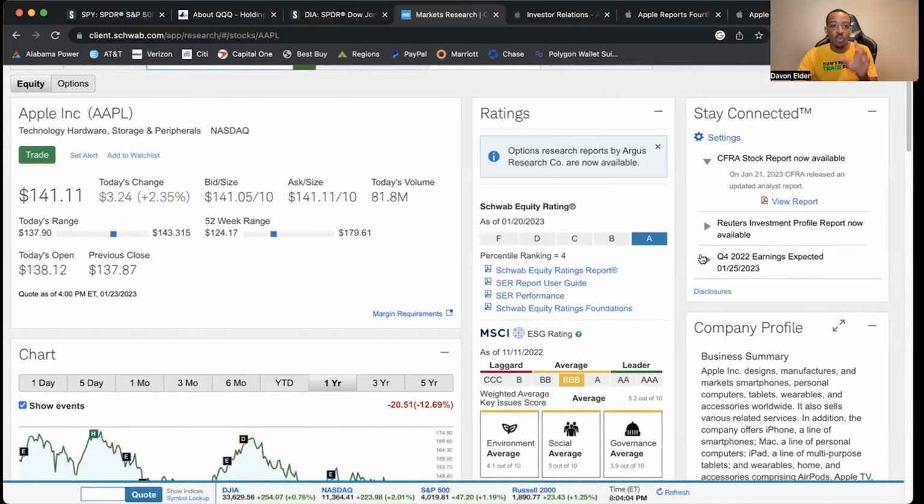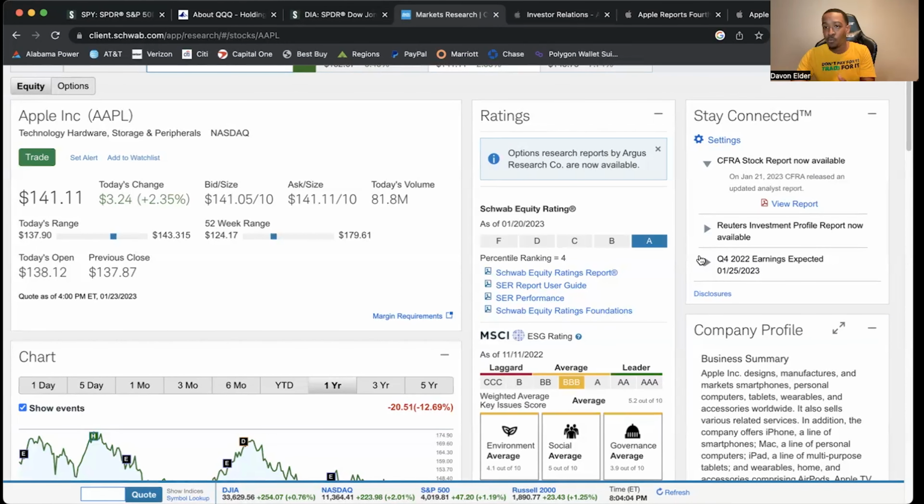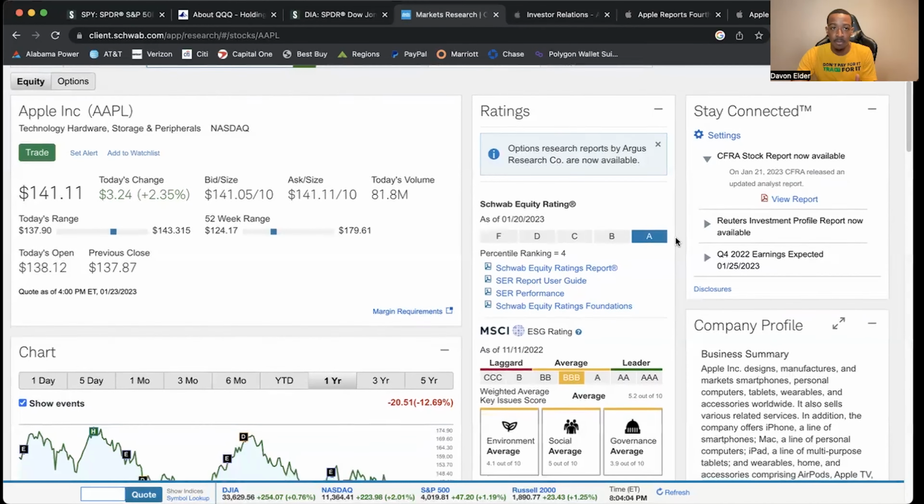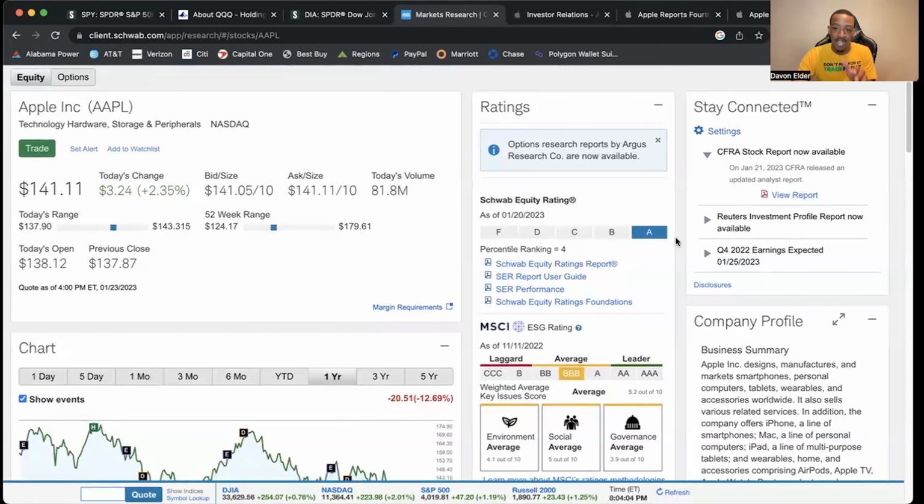And so what I wanted to do is bring up Apple. Apple is a company that we always talk about, but I believe that Apple is one of the easiest companies to understand, one of the easiest businesses to break down. And you want to be investing into companies that are pretty easy to understand, that way you don't have a headache trying to break down these companies. And like I said, Apple is in every single ETF that I just outlined.